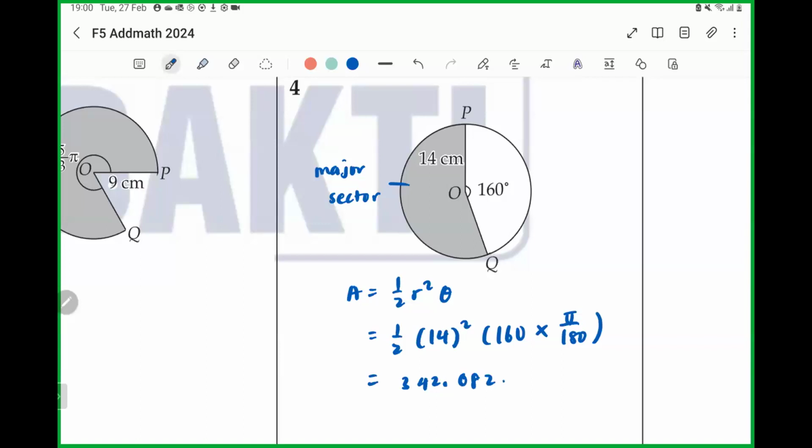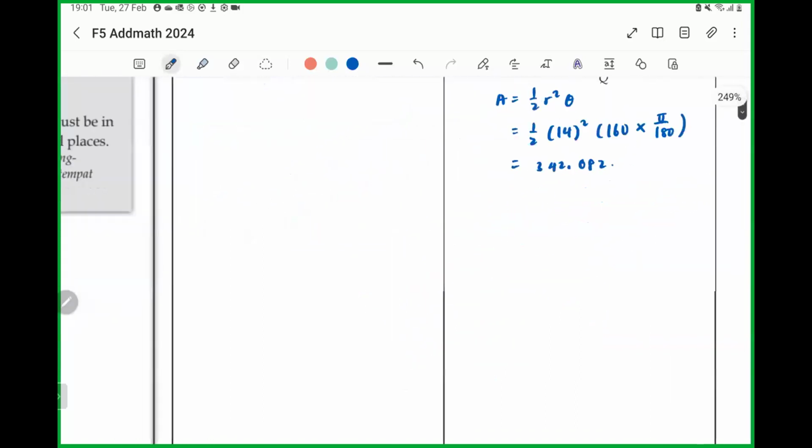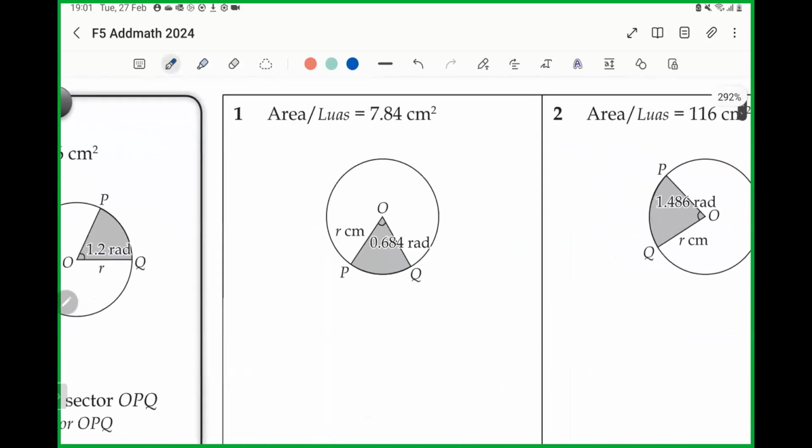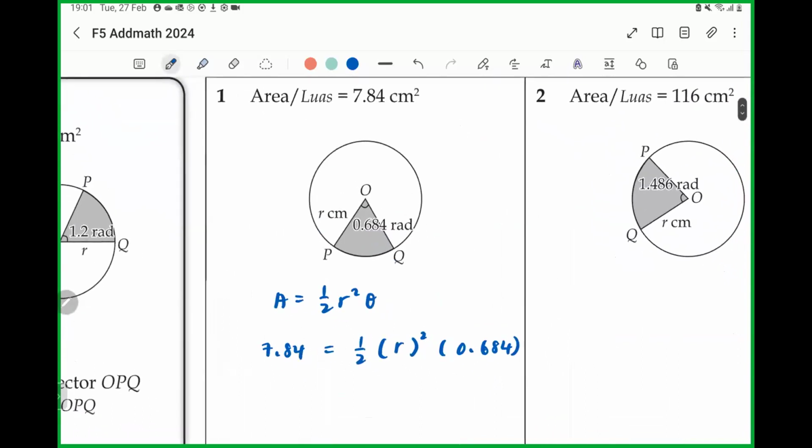Okay, no problem. Next one. If the question gives you something like this one, the opposite, you have 7.84 cm. The question says this is the area and asks you to find the radius. So we use the same formula also. Area equals 1 over 2 r squared theta, where the area is 7.84 equals 1 over 2 r, we don't know, so put r squared theta 0.684. Since it is in radian, we don't need to change anything. So use the same number.